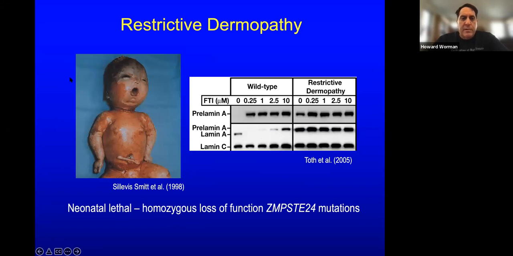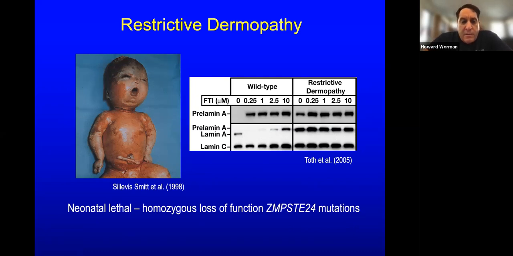So there are other diseases. I hate to show this picture, but I think we should all see to some extent what we're working on. This is a disease called restrictive dermopathy. That's really a disease that's not compatible with life. These babies die right around the time of birth.